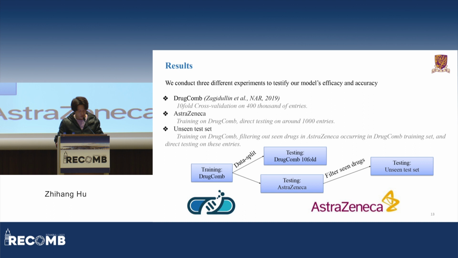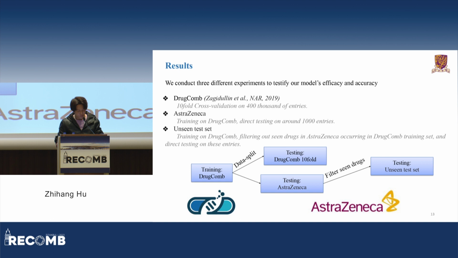Okay, so finally, we present our results achieved on three different experiments covering different aspects. Firstly, tenfold cross-validation benchmarking is conducted on the DrugComb dataset. Secondly, we train on the DrugComb dataset and test directly on a domain shift dataset, which is AstraZeneca. Finally, we filter out the drugs in AstraZeneca which occur in our training set, and test our model on this unseen test set. The testing pipeline is shown in the figure below. We train our model on DrugComb, and we have three different testing modules.